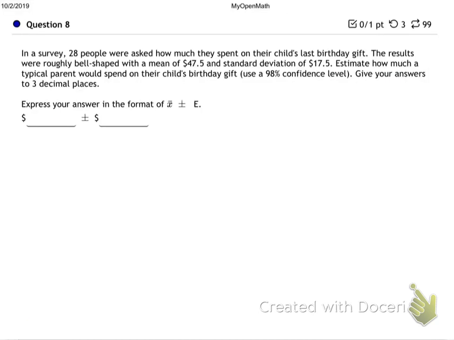So 8, let's try 8. A survey of 28 people were asked how much they spent on their child's last birthday gift. The results were roughly bell-shaped, mean of $47.50, standard deviation of $17.50. Estimate how much a typical parent would spend on their child's birthday gift. Use a 98% confidence level and give your answers to 3 places.